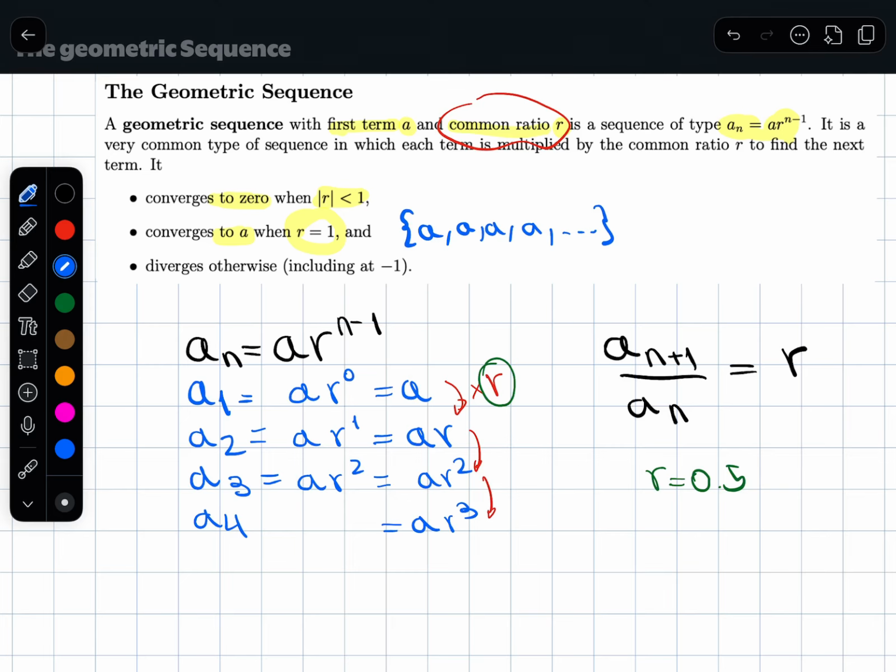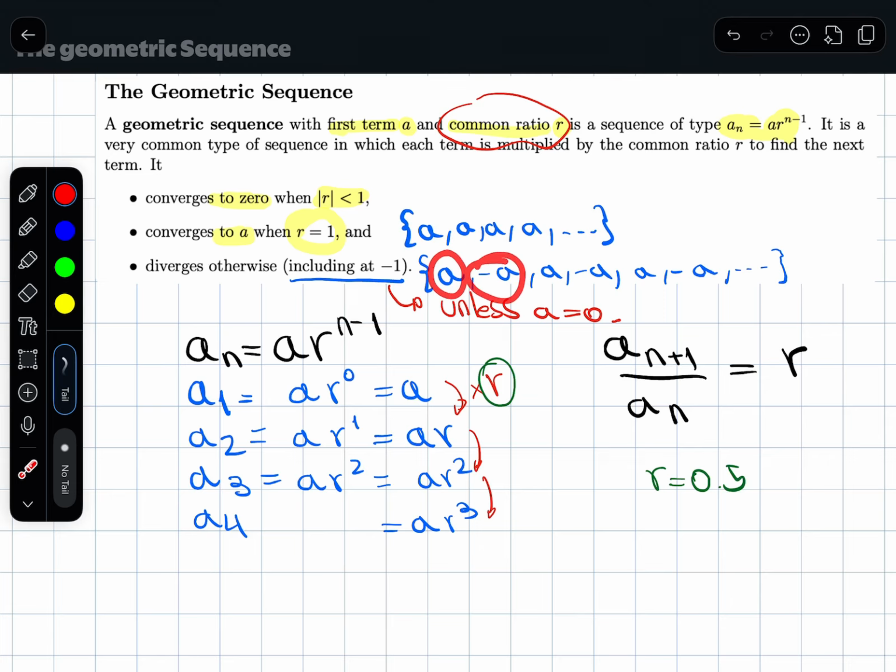So the case that I list here as r equals negative 1 is interesting: a, negative a, a, negative a. This will also diverge because it will not approach any specific number. It will be oscillating between negative a and a, with the exception, and I didn't write this down, but I'll write it here, unless a is 0 itself. If a is 0, then a and negative a are the same thing, and this sequence is constant. But in any other case, when a is not 0, the sequence will diverge, okay?